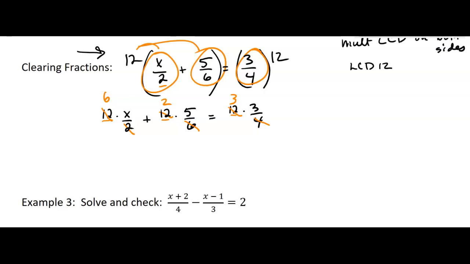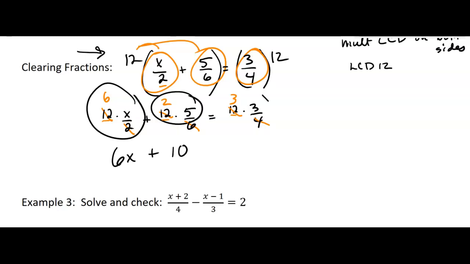Well, it's a big mess right now. So I have 6x plus, it's going to be 2 times 5, which is 10. And then over here I have 3 times 3, which is 9. So now I have this equation, 6x plus 10 equals 9. That's much friendlier to work with, and I don't have to worry about the fractions anymore. So I just solve it the way I'm used to solving it. Subtract 10 from both sides.